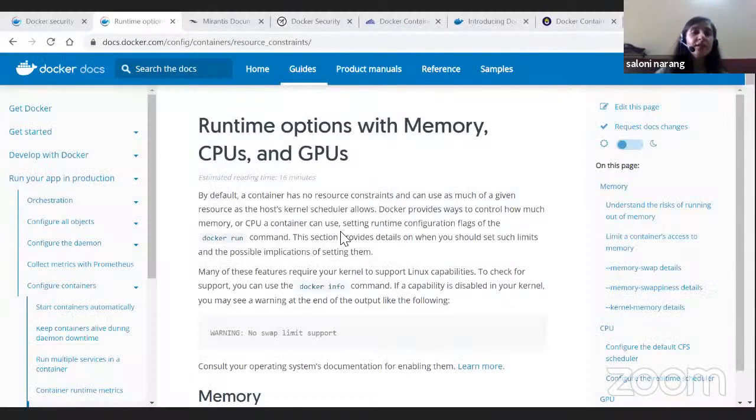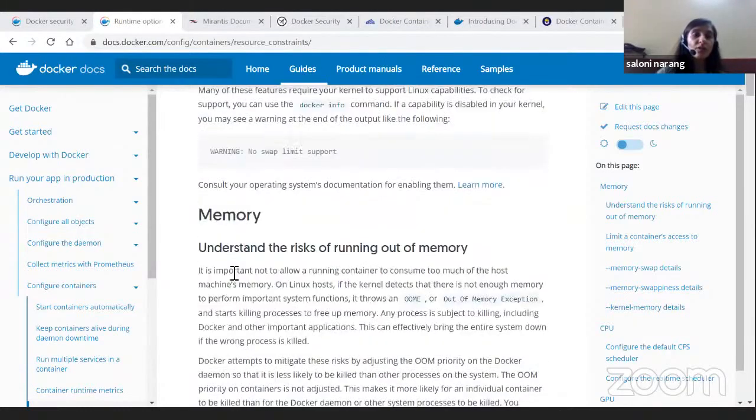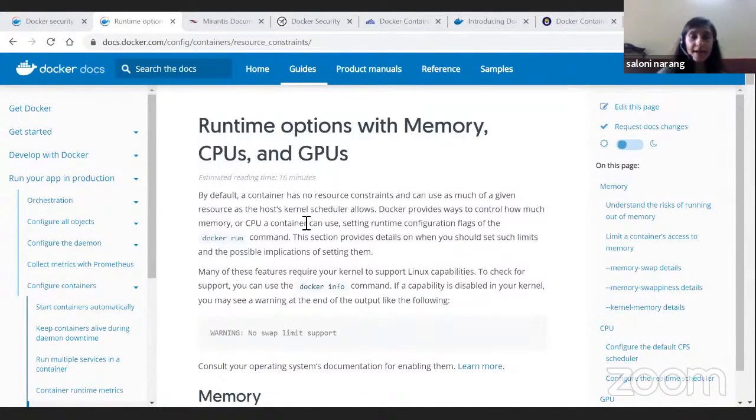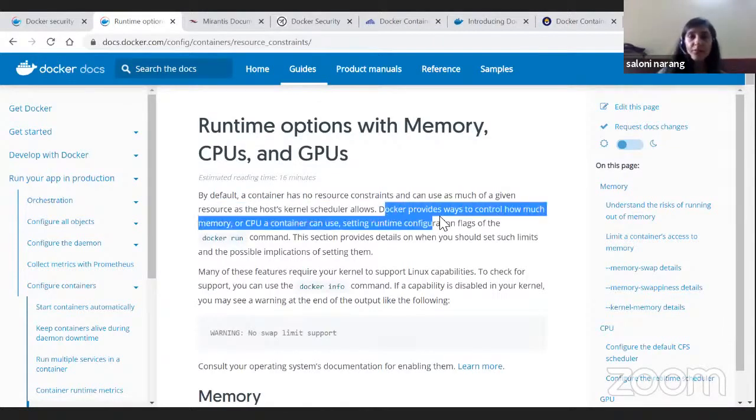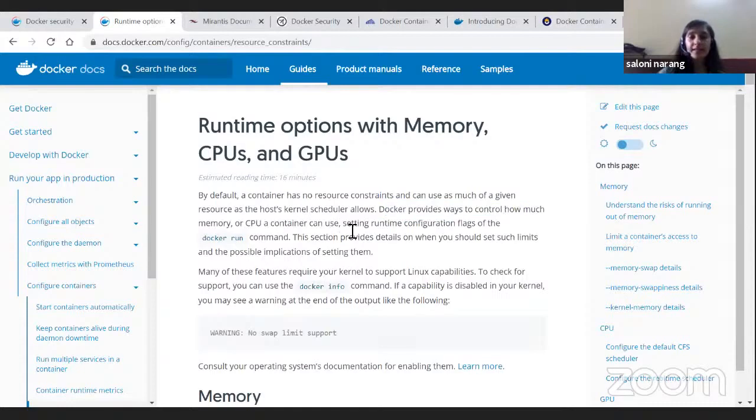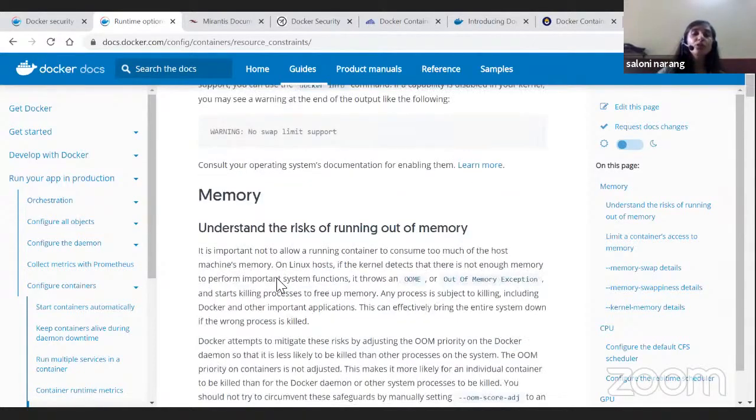As I mentioned earlier, you should restrict your CPU, GPUs, or memory. This is a very good docs.docker.com link from where you can study more about how to restrict memory, CPUs and GPUs. By default, a container has no resource constraints. As I mentioned earlier, it can use as much of the given resources as the host kernel scheduler allows. Docker provides ways to control how much memory a container can use. So please go through these links.